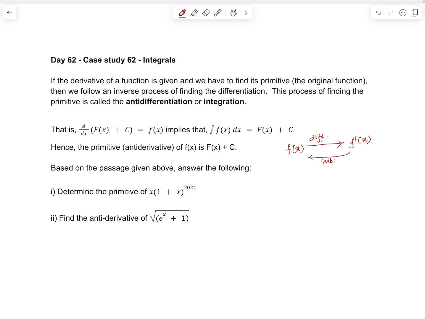That is, d by dx of F of x plus c is equal to f of x, which implies that integral f of x dx is equal to F of x plus c. Hence, the primitive, that is the antiderivative of f of x, is capital F of x plus c. Based on the passage given above, answer the following.